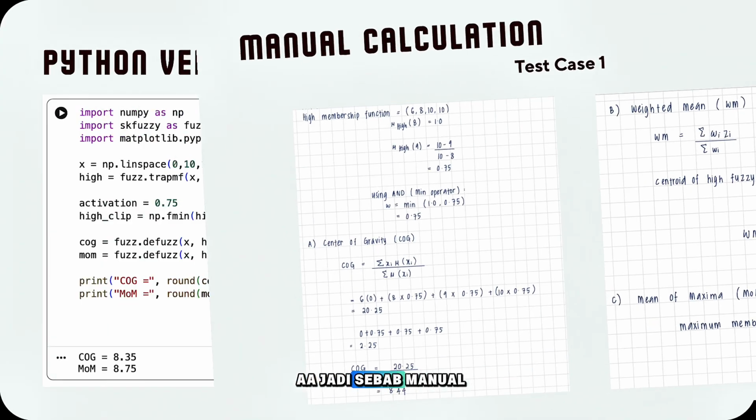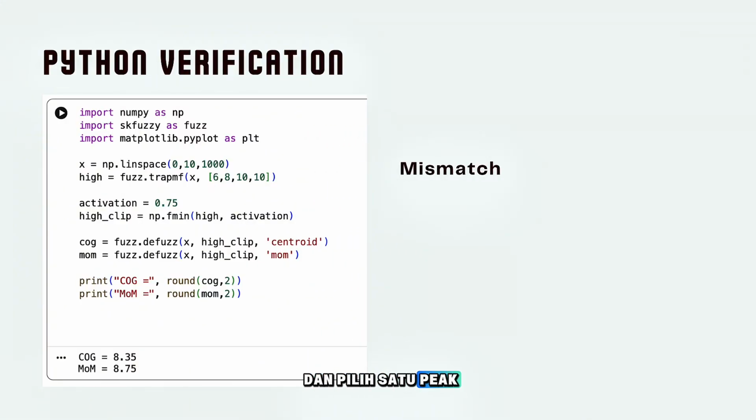Perbezaan ni jadi sebab manual calculation guna discrete points dan pilih satu peak dominant. Tapi Python skfuzzy.defuzz compute continuous integral atas 1000 point dan purata semua X pada plateau maksimum. Ia akan menghasilkan COG lebih kurang 8.35 dan min of maximum 8.75. Walaupun numerik sedikit lain, kedudukannya jelas menunjukkan output berada dalam high risk, membuktikan sistem fuzzy berfungsi dengan konsisten.